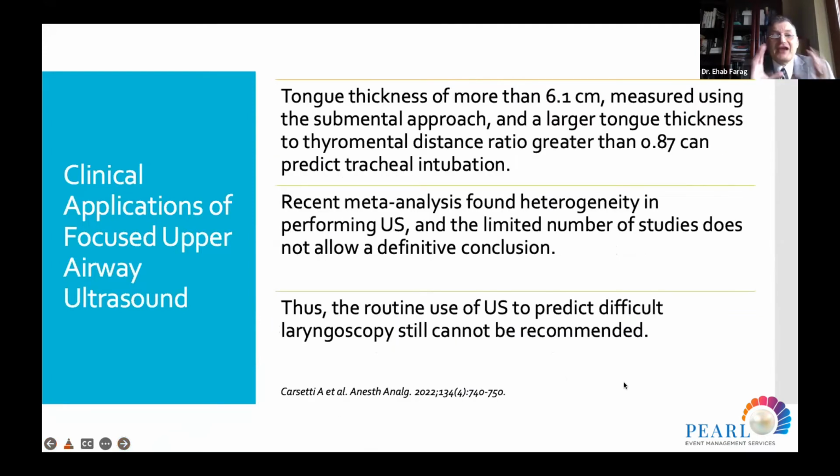A tongue thickness of more than 6.1 centimeters measured using the submental approach, that is what we saw in the first couple of slides, when we see the floor of the mouth, we can measure the thickness of the tongue. We found that a tongue thickness to thyromental distance ratio of greater than 0.87 can predict difficult intubation.